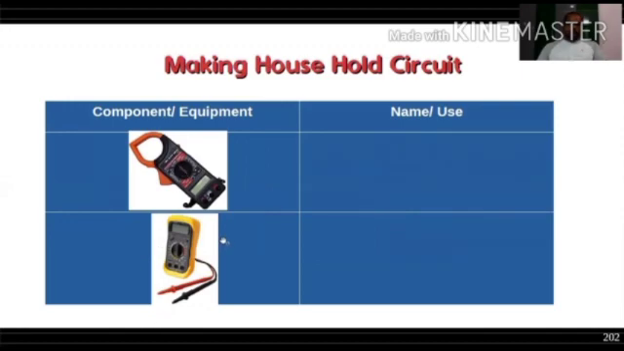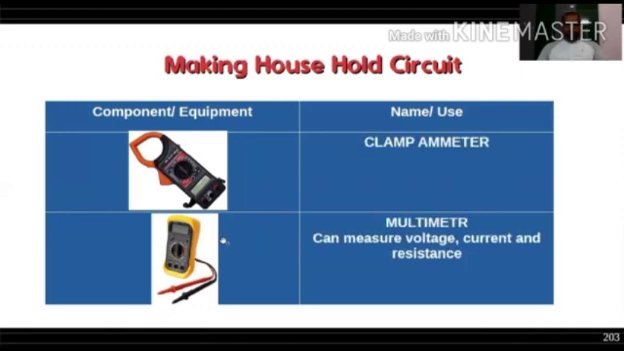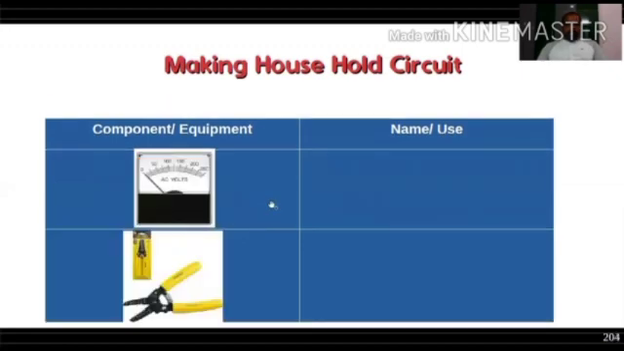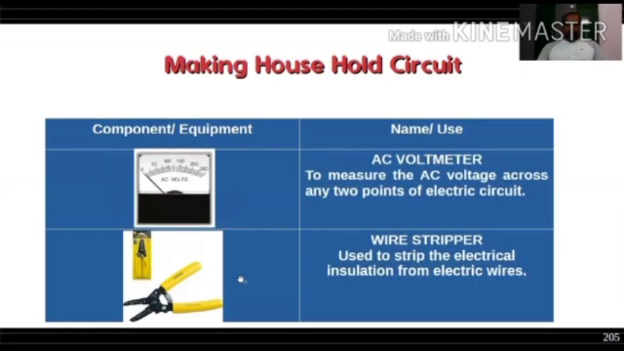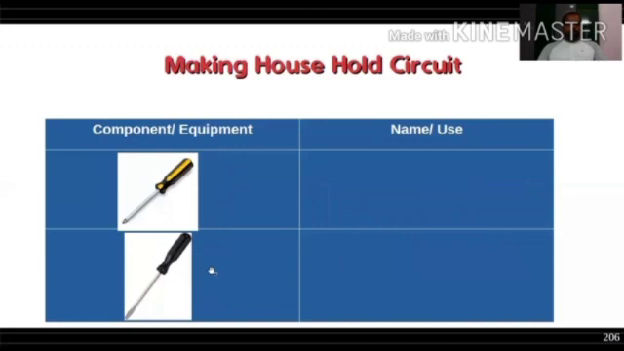Ammeters are generally used to measure the flow of current. Multimeters are used to measure voltage, current and resistance. Then AC voltmeter and wire stripper. AC voltmeter is used to measure the AC voltage across any 2 points of an electric circuit. Wire strippers are used to strip the electrical insulation from electric wires.